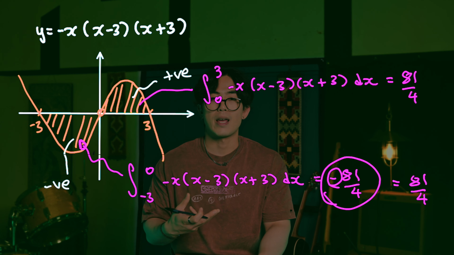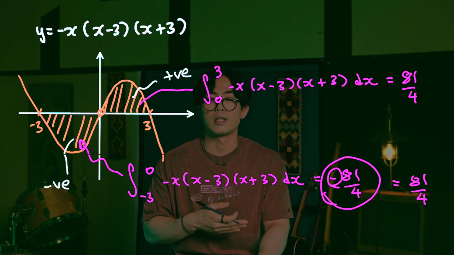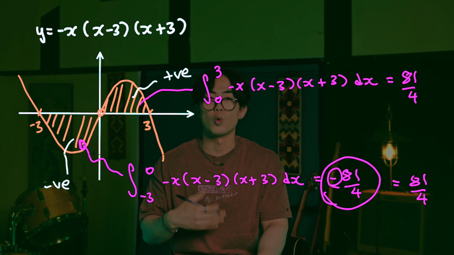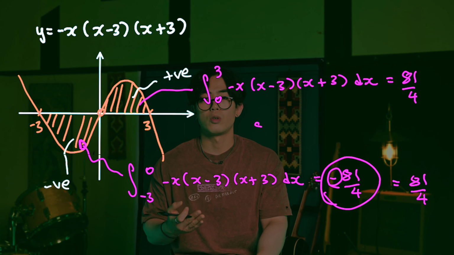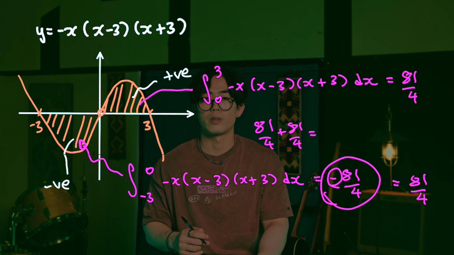Now, an area can't be negative, so all you have to do is just get rid of the minus signs for the areas underneath the graph. You'll always get a negative sign. Just get rid of it when you integrate. And so what we do is 81 over 4 plus 81 over 4 gives me 81 over 2.